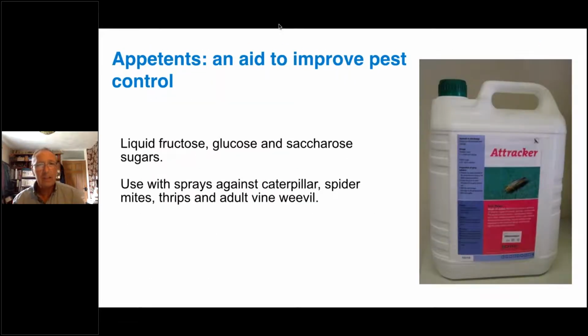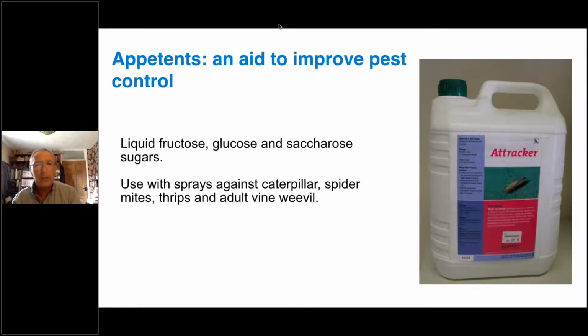This is my final slide on Atraca. It's a copper product and it is liquid sugars, so fructose, glucose, sucrose. It's what's classed as an appetant, so it improves the appetite of the pest to feed on the spray deposit.